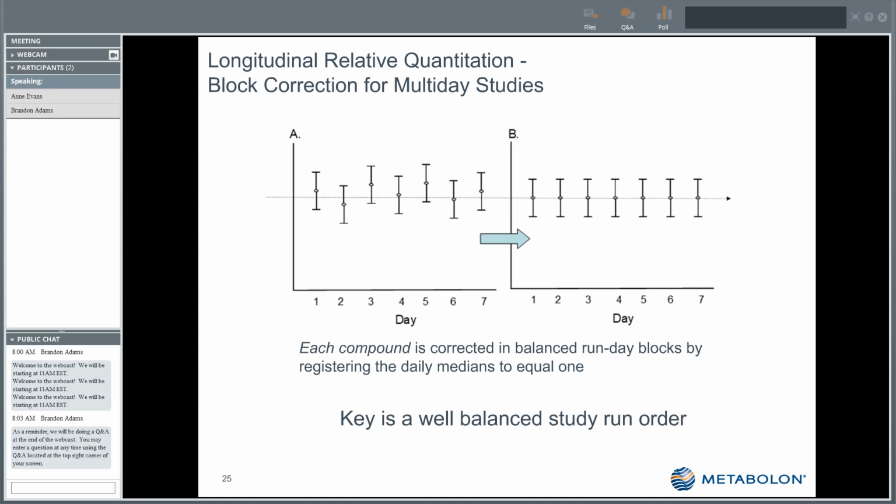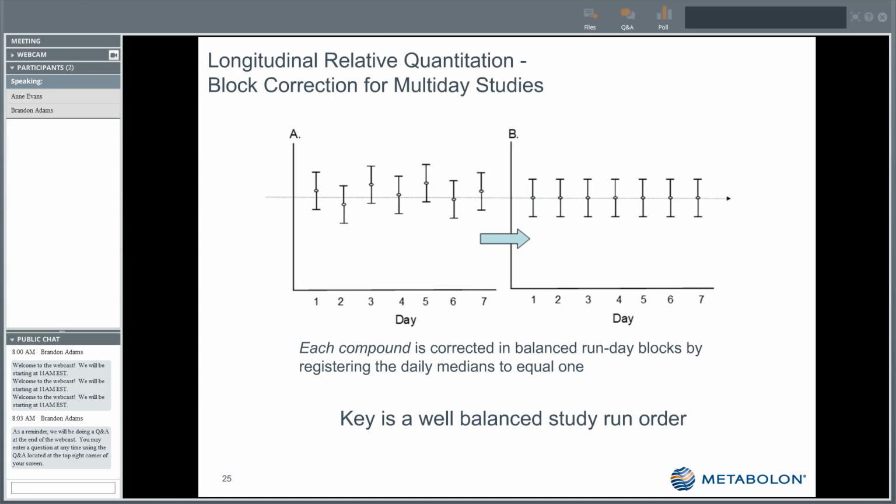So we have a couple of different strategies that we like a lot, and I want to talk about both of them. They both have advantages and disadvantages. The one we like the most is what we call block correction, and block in this case we're defining as a day. Think of each of these days as the spread of values for a given compound. Let's say this is the spread of intensities of alanine on day 1. This is the spread of values for alanine on day 2, day 3, day 4.